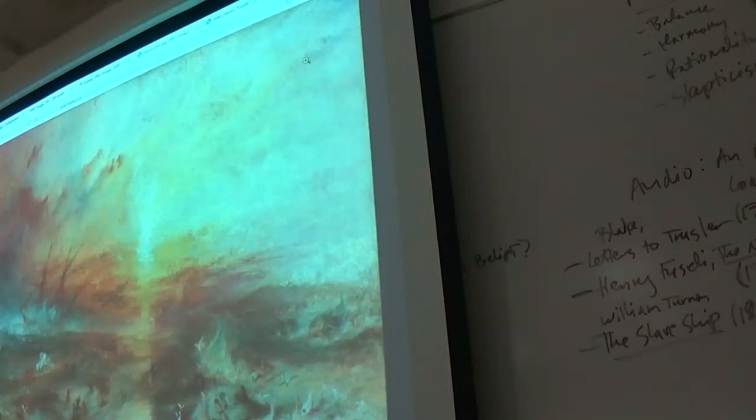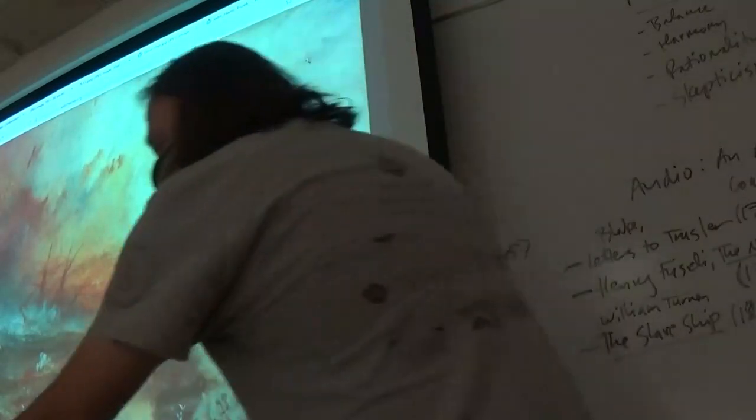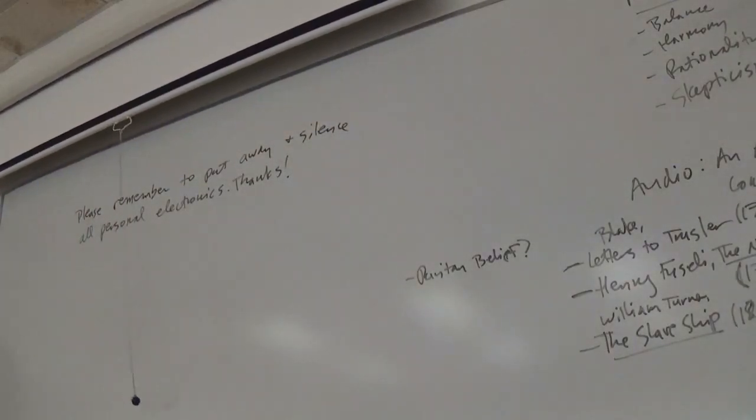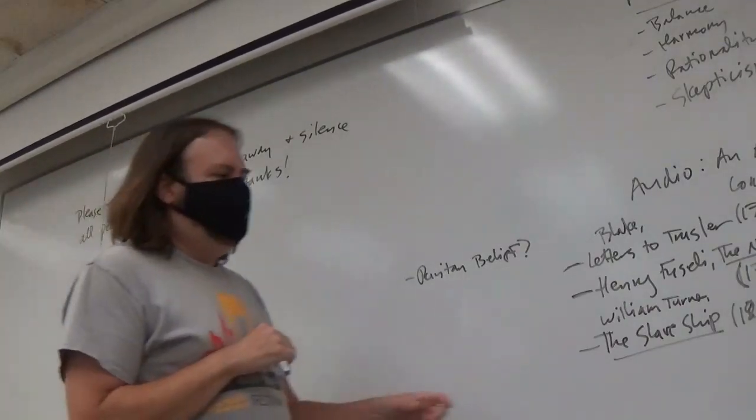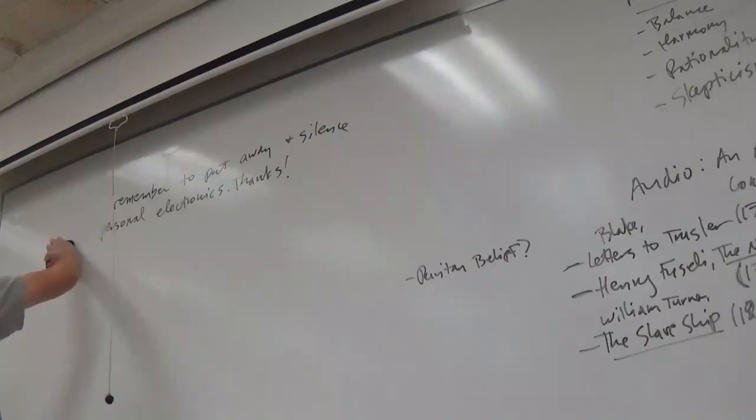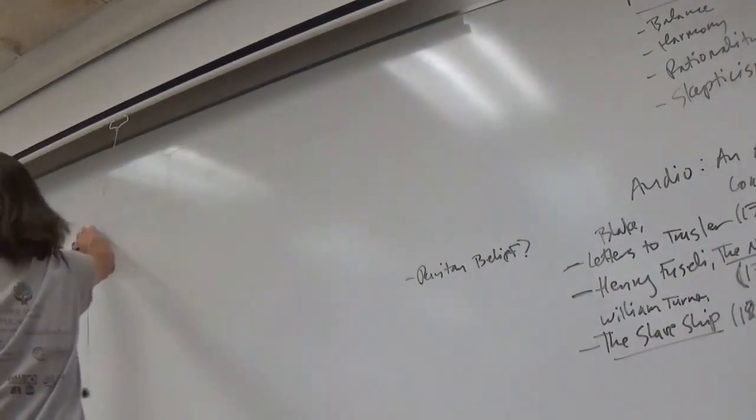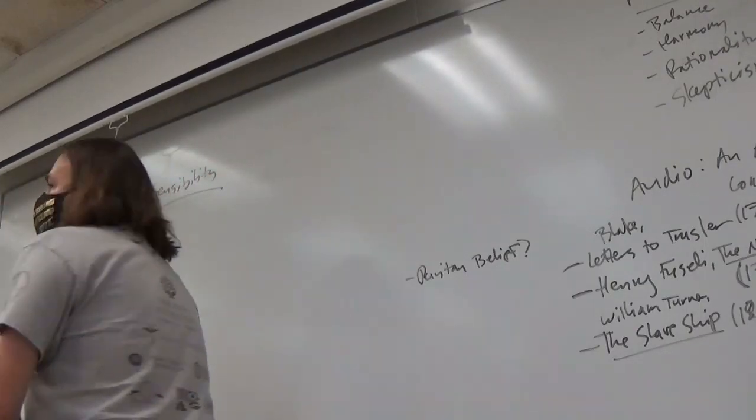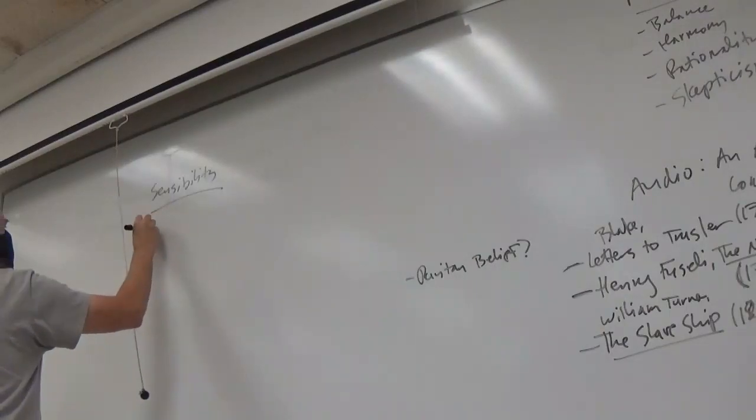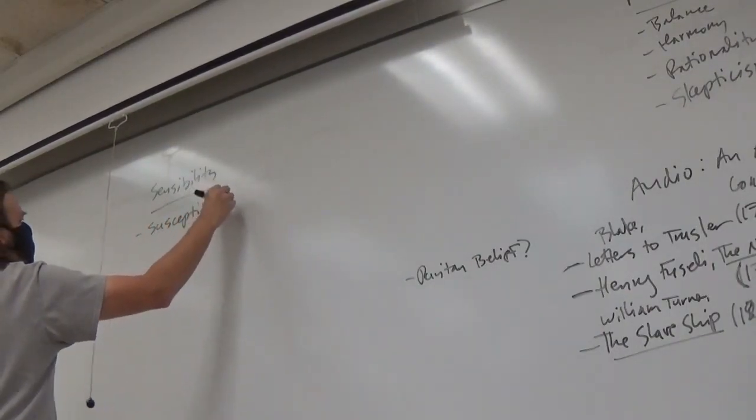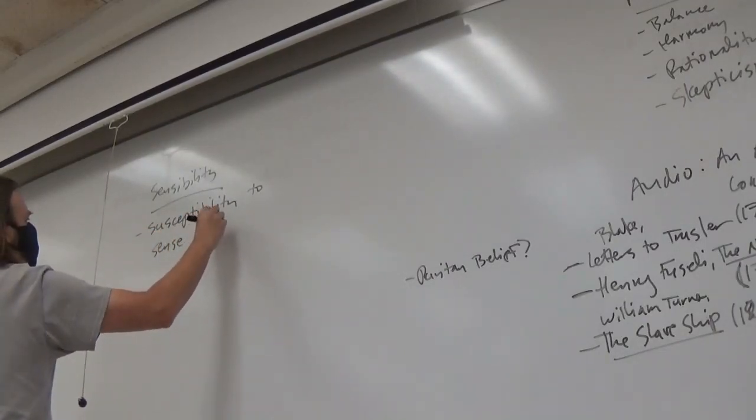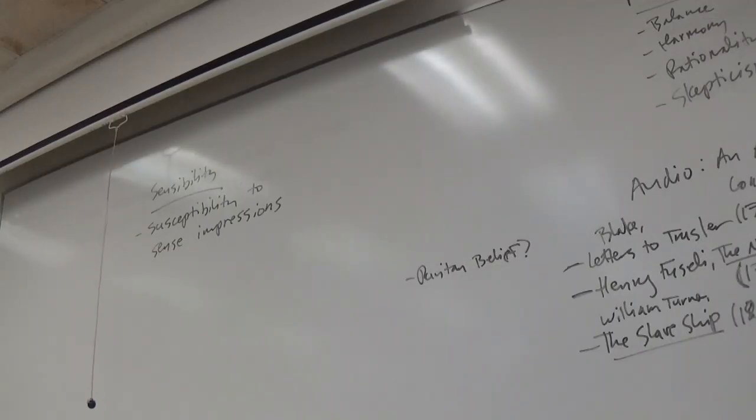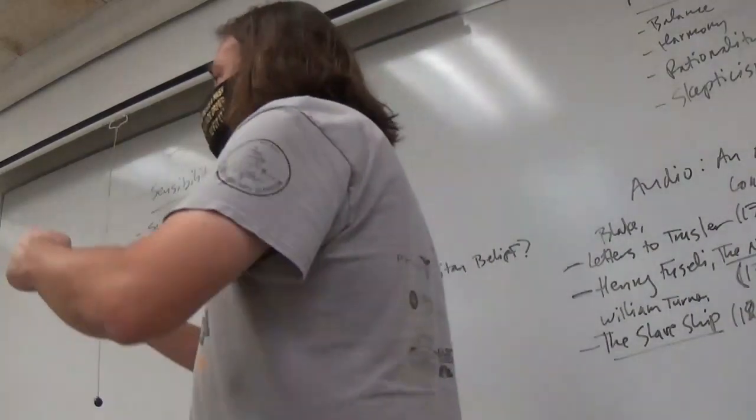And this isn't coming out of nowhere. We talked a little bit about sensibility last time. Does anybody remember what we said about sensibility? What do you remember about sensibility? What was sensibility? Sensitivity to sense impressions. Exactly, yes. Susceptibility to sense impressions. Right, the thing that made the artist was this susceptibility to sensory input, right?